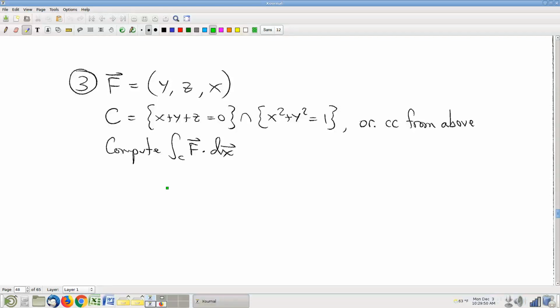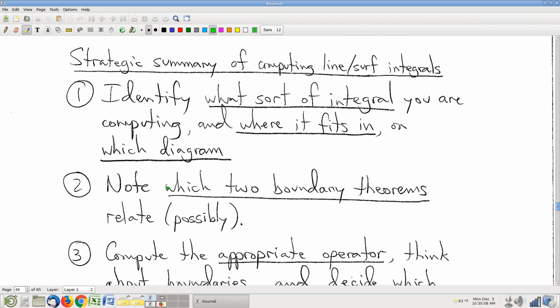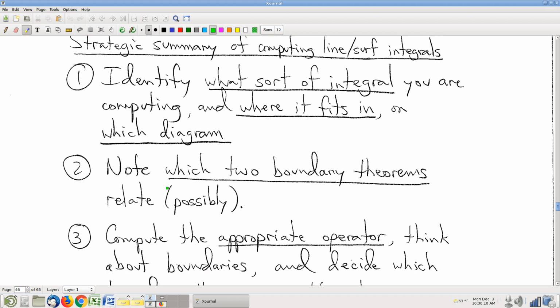Okay, so proceeding along. We've spent a bunch of time talking about Chapter 15, various different accumulation theorems, boundary theorems, density theorems, whatever you want to call them, all these theorems that have common features. And I gave y'all a strategic outline, a step-by-step process, of how to go about using those theorems to compute line integrals and surface integrals.